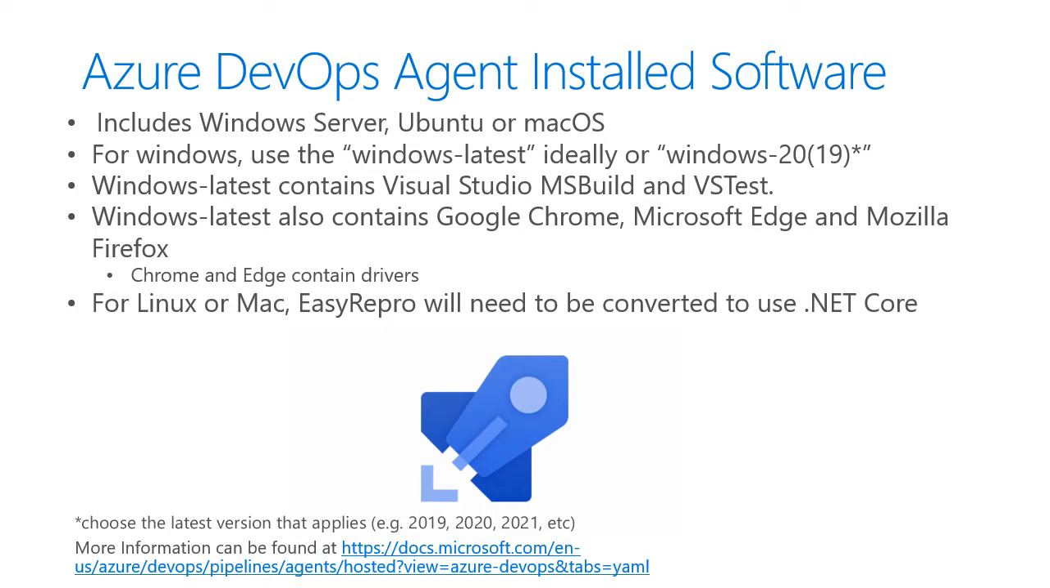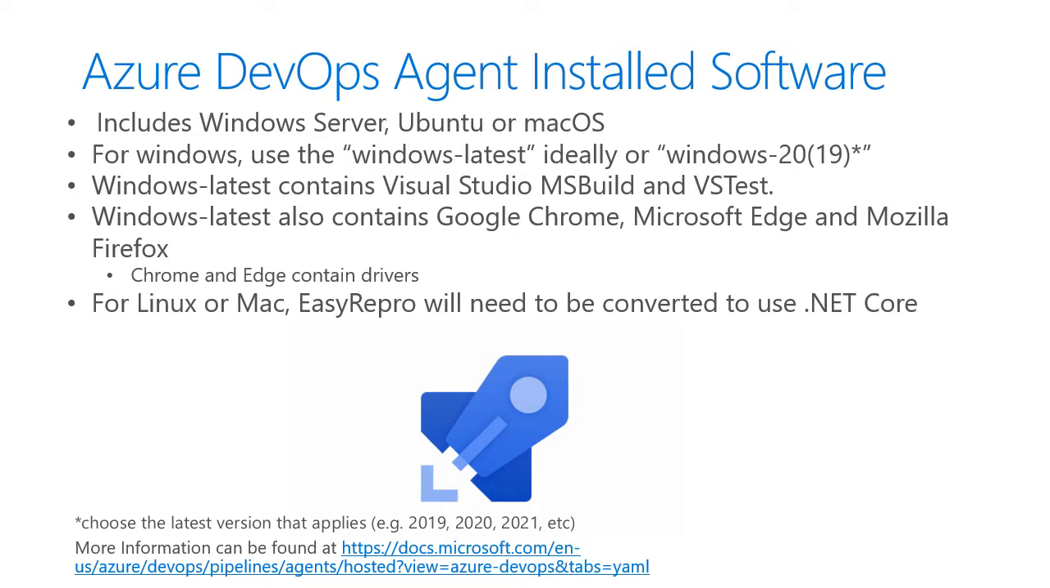For the Windows latest, using that helps us because it already contains Visual Studio, specifically the executables we need, which would be MS Build to build the source, and VS Test to run the unit testing that we need. The Windows latest image also contains Google Chrome, Microsoft Edge, and Mozilla Firefox. Chrome and Edge both contain drivers, Mozilla Firefox possibly, but I have seen that it may not as well.